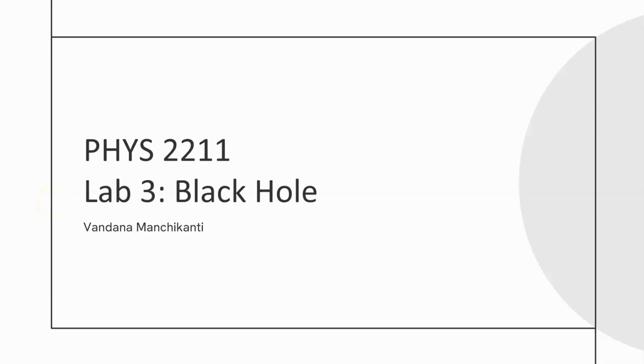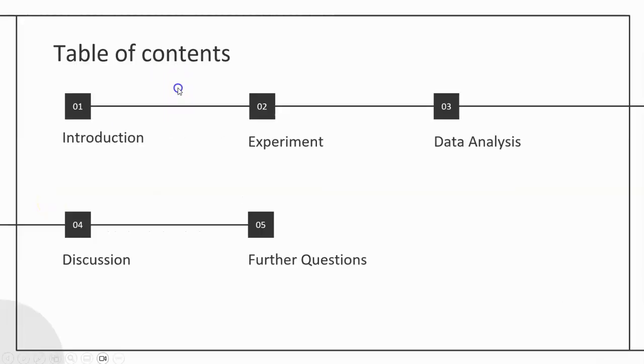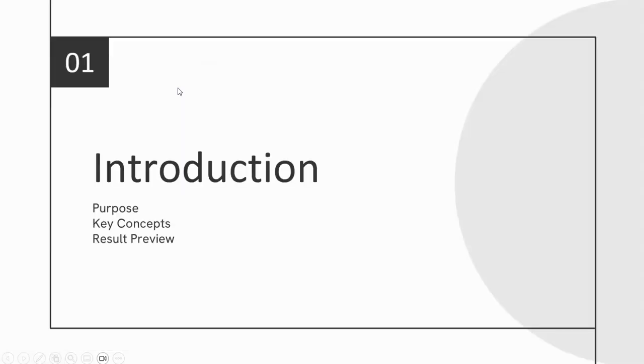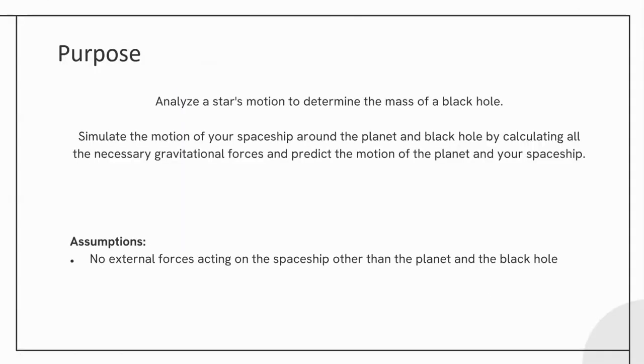This is Lab 3, Black Hole. First, we will go over the table of contents, and the first is going to be the introduction, which starts with the purpose of analyzing the star's motion to determine the mass of the black hole for part 1, and for part 2 is simulating the motion of a spaceship and planet around a black hole.